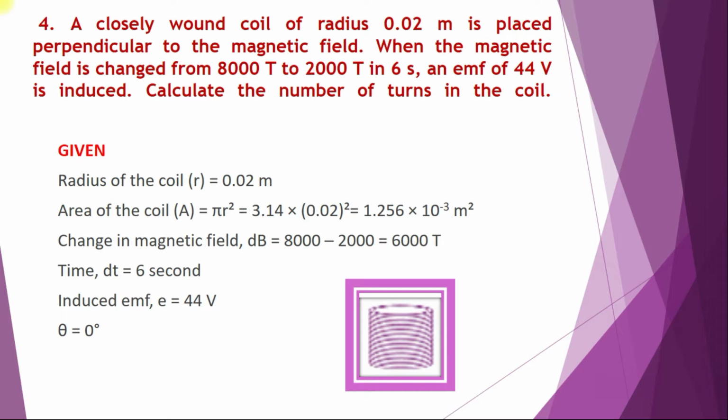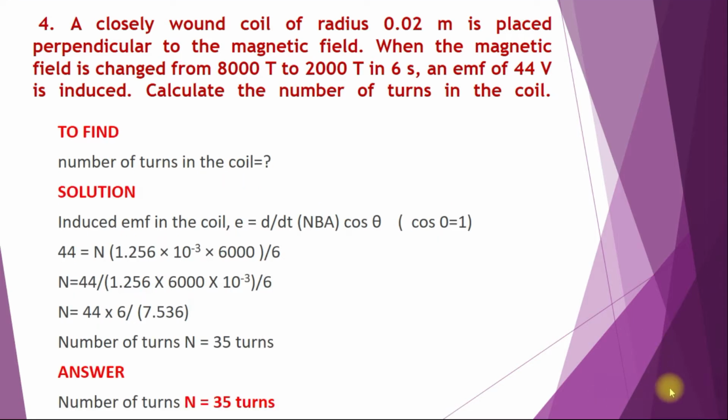So the change in magnetic field dB is equal to 8000 minus 2000, which is equal to 6000 Tesla. Time dt is given by 6 seconds. Induced EMF E is equal to 44 volt and theta is equal to 0 degree. Now we have to find the number of turns in the coil. So we will start with the solution.